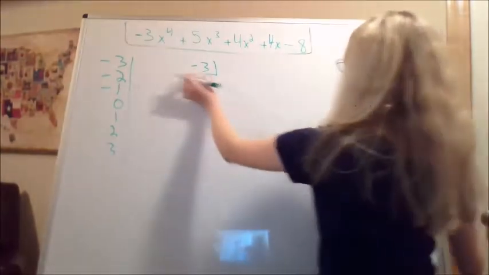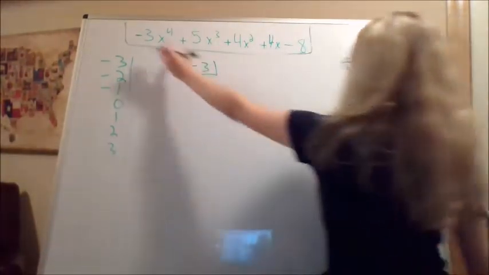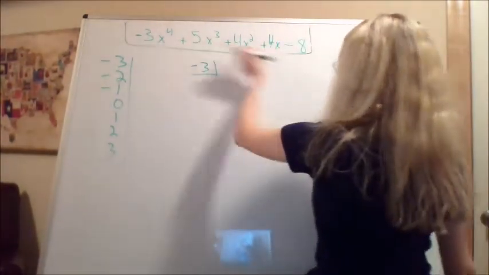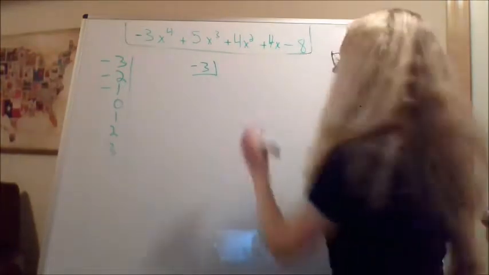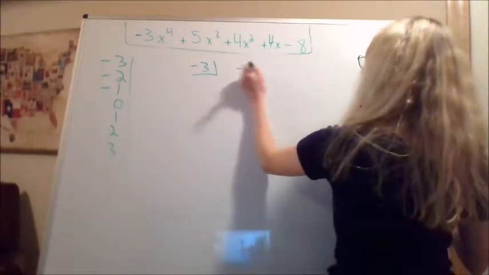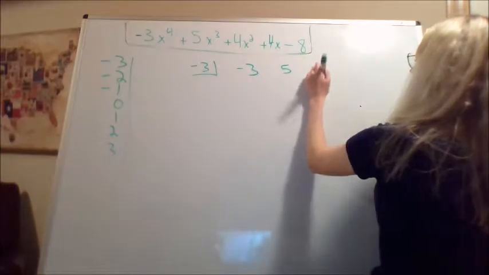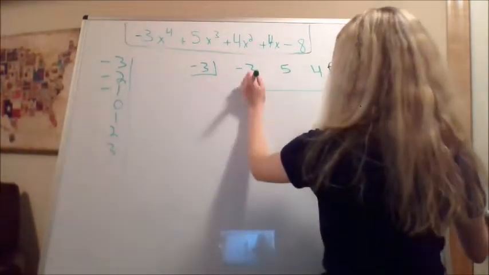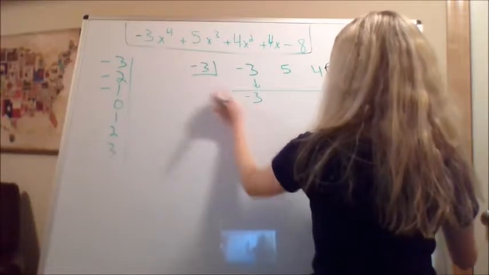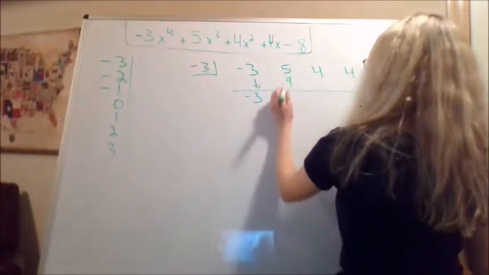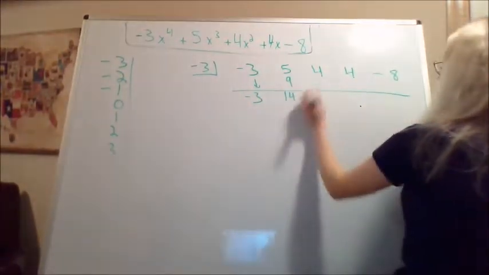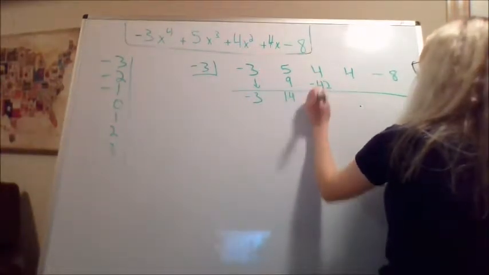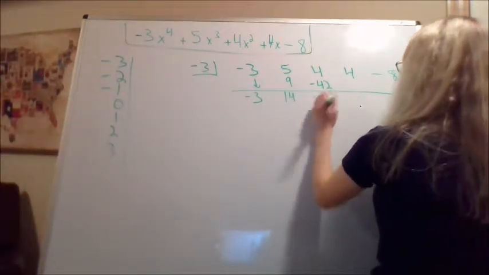So we put our -3 in the corner, and we put our coefficients, and as you can see, we don't need any placeholder zeros. So we have -3, 5, 4, 4, and -8. And then we draw our line. We bring down our -3. And we multiply, that's 9. Add 14. Multiply, -42. Add -38.